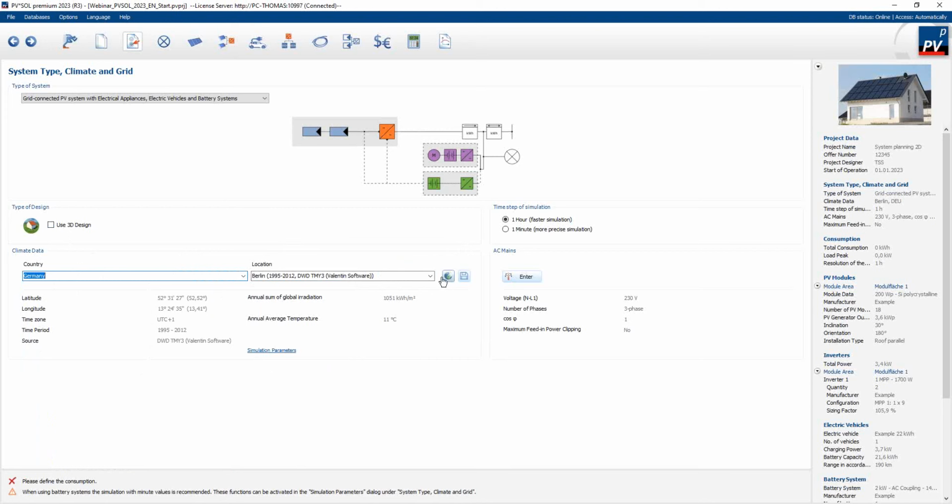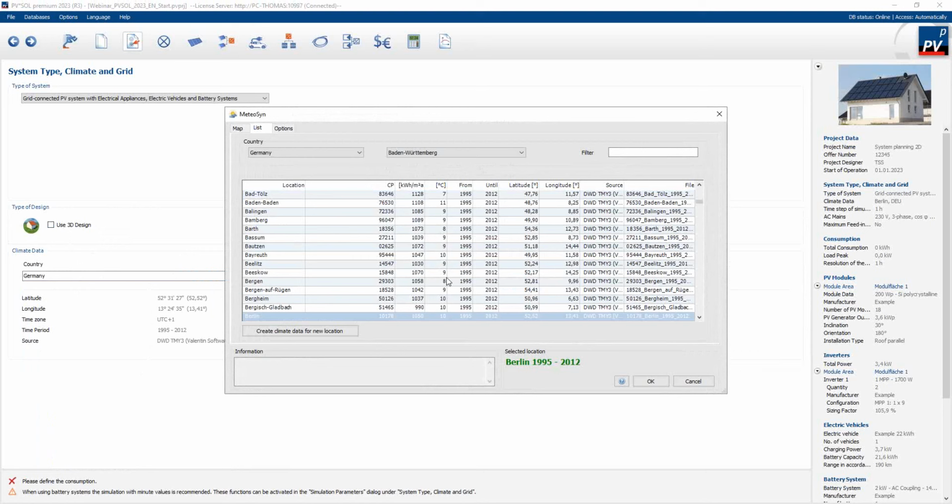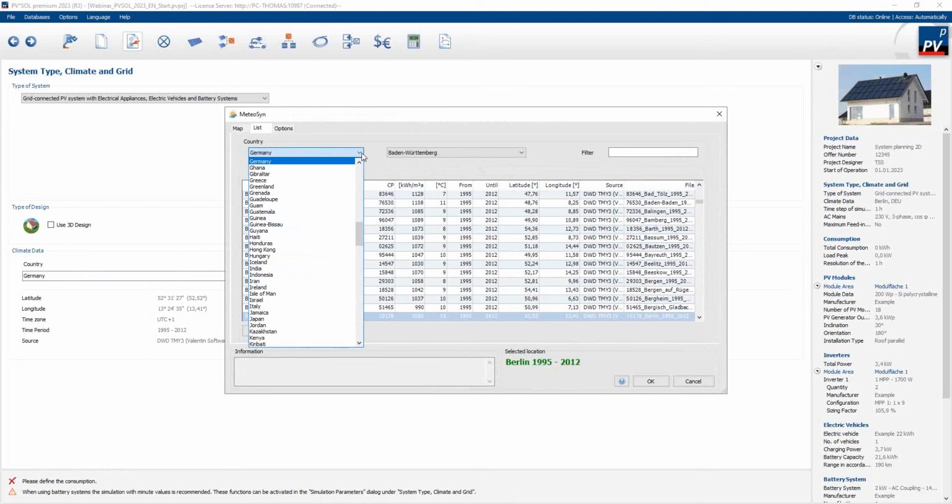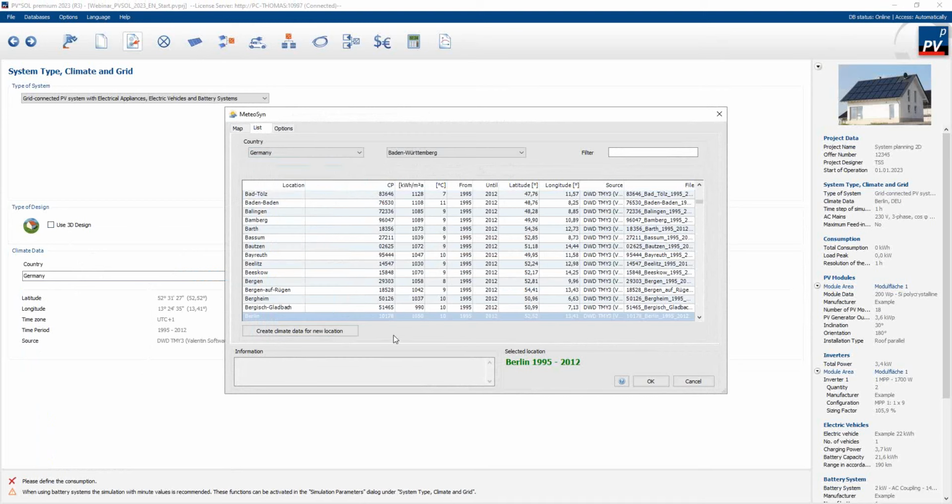And this is already mentioned, Meteosyn, the climate data selection tool. To open it, you have to click on this small globe icon. And then again, you will find more than one option. You can select your climate data from a list, as you can see here. On the upper left-hand side, again, a drop-down menu to select the country. And then you will find all available locations with further or additional information about the zip code, the global irradiation on horizontal plane, the mean outside temperature, as well as the averaging period, latitude, longitude, and of course the source of your climate data.